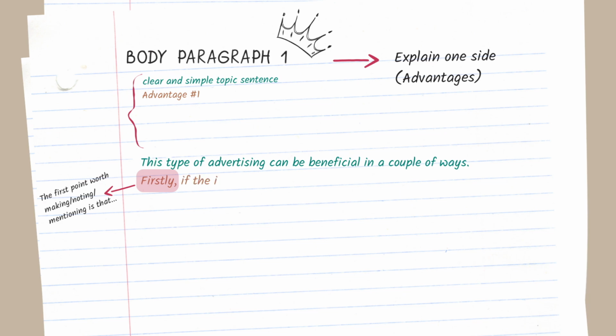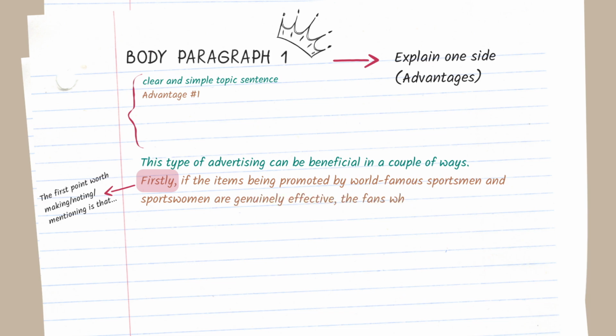If the items being promoted by world-famous sportsmen and sportswomen are genuinely effective, the fans who buy them will perform better when they use them. All right, now, when you talk about the first advantage, you should explain more, or you need to support it, by explaining it, or explaining its possible results, or you can give evidence from the real world, or an example from your world, or explain what alternatives would look like. These are some ways that you can expand your answer.